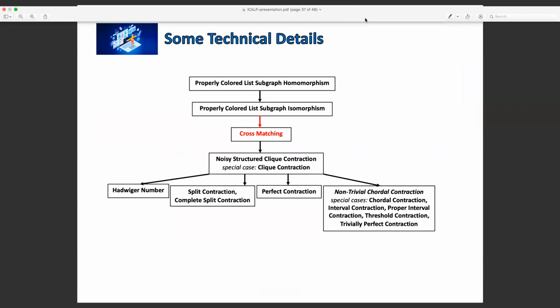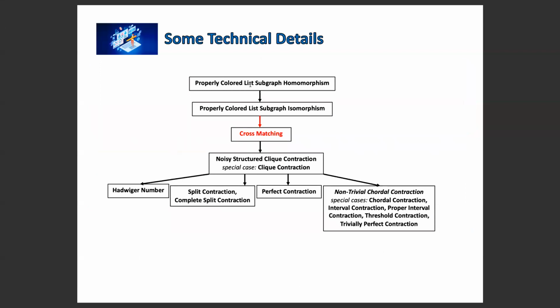Okay, so this was the first reduction. Here first you can see a problem called properly colored list subgraph homomorphism. Along the way, to get to the properly colored list subgraph isomorphism problem, we go through this first problem. This is also the case in the reduction that we base our reduction on.